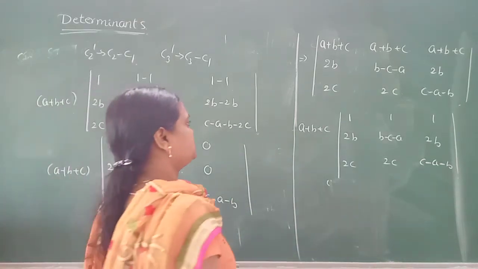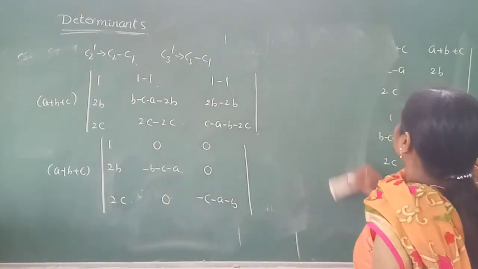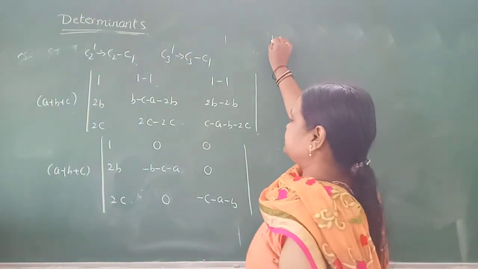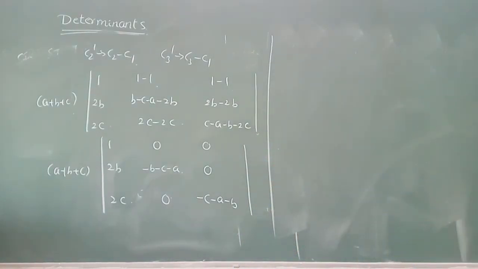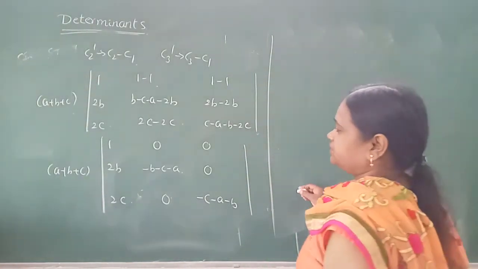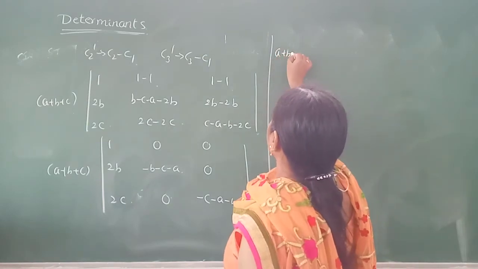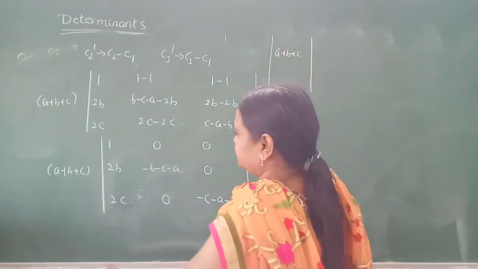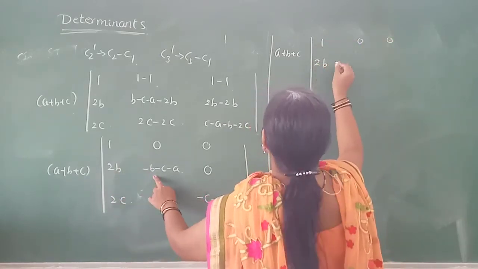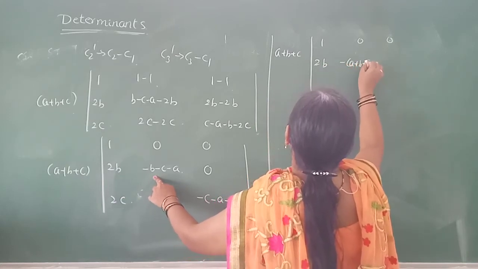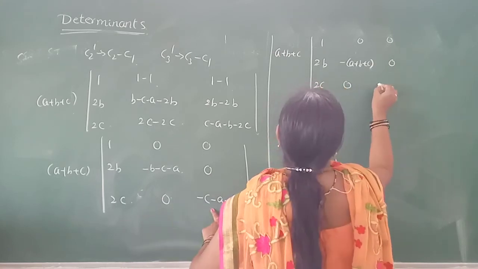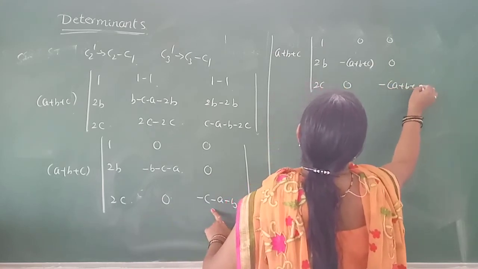Okay, so let us see. The only thing is, I will give a majority of the examples so that you can understand. What is most important is which row or column we are taking. A plus B plus C, correct? Okay, next 1, 0, 0. 2B, we will take minus common, we get A plus B plus C, 0. And 2C, 0. Take minus common, A plus B plus C.